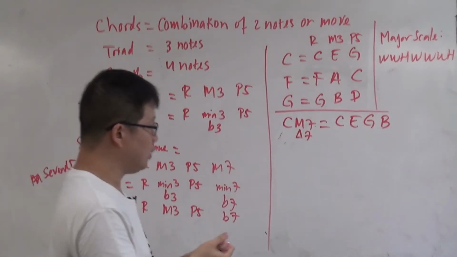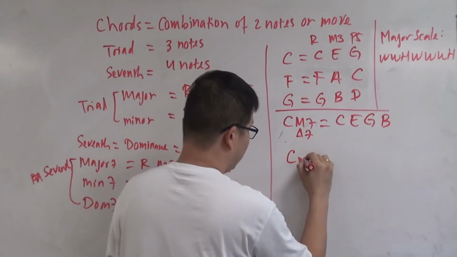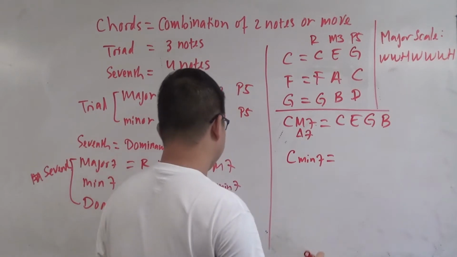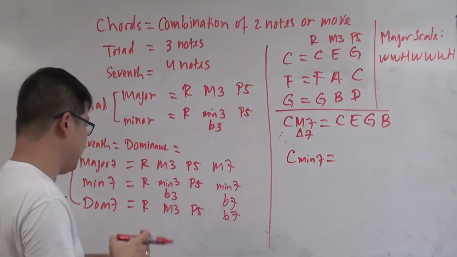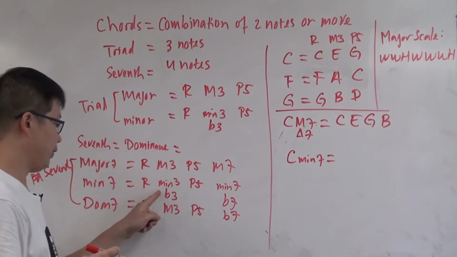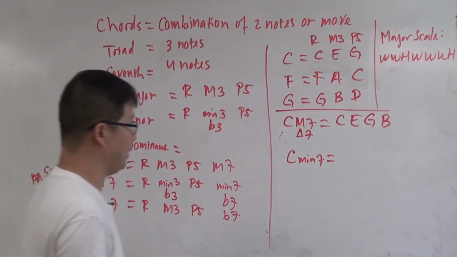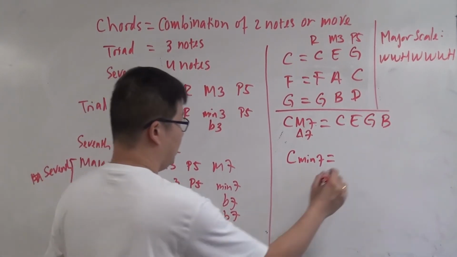Now let's try to build a C minor 7 chord. The formula says in order to build a minor 7 chord, you must have root, minor third or flat 3, perfect fifth, and minor 7 or flat 7. Now the root of C is C.